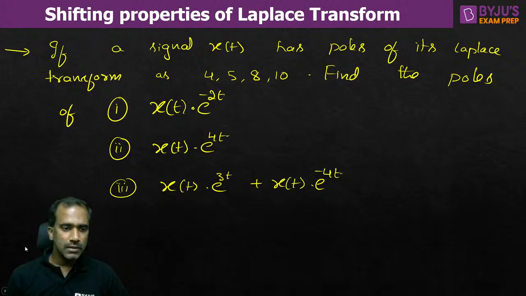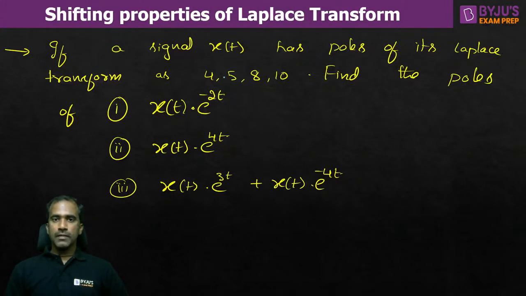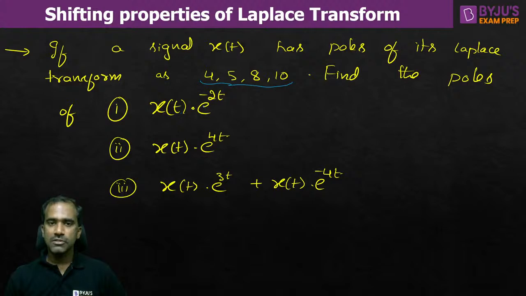Let's try this one. Carefully try to do this question. The poles are 4, 5, 8 and 10. There are 4 poles in the signal x of t. Now if you multiply the signal x of t with e power minus 2t, what is its Laplace transform? It is x of s plus 2. In S shifting property, the sign in time domain and in S domain are opposite. X of s plus 2.